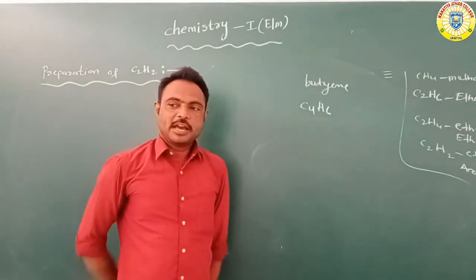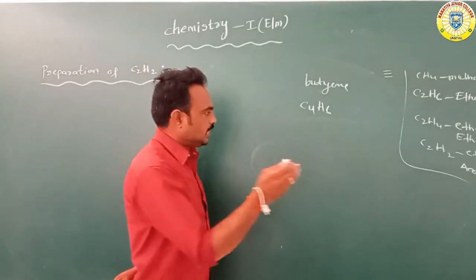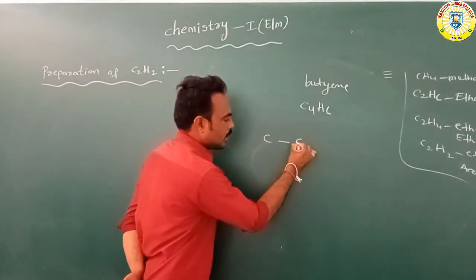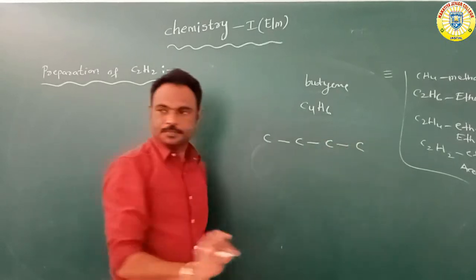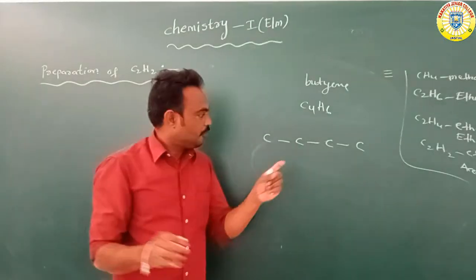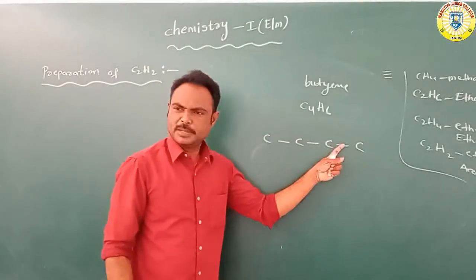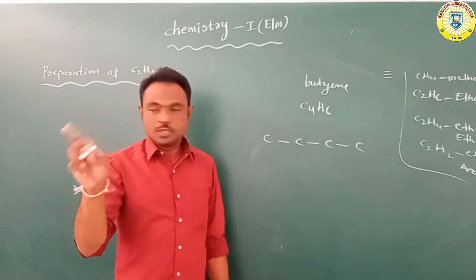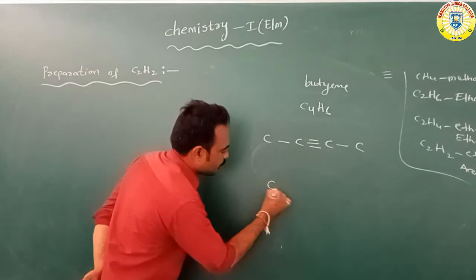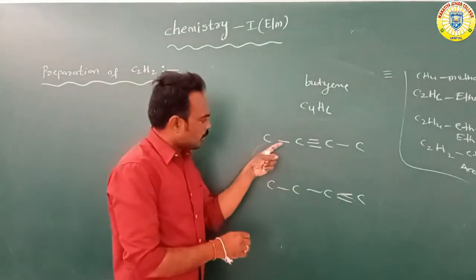How many carbons? 4 carbons. First, we write 4 carbons like a chain: carbon, bond, carbon, bond, carbon, bond, carbon. Further, we write the triple bond at any place. Suppose here, or this place, or this place, any place. Suppose we write it at the middle place, as a triple bond.